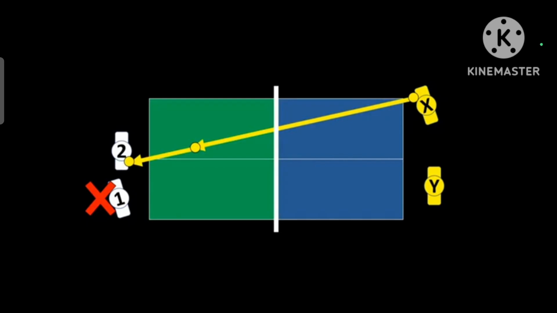But in table tennis doubles, players play alternately. So because you did the serve, player 2 would be receiving the shot. Player 1 cannot play the shot. So player 2 can only play the shot. Player X hit the shot, and player 2 is ready to return that shot. Now because X played that shot, Y has to play this shot. X cannot play this shot again. That's how the rules in table tennis doubles are.